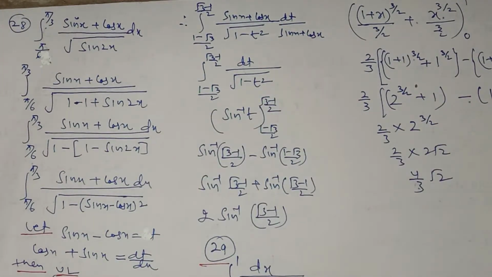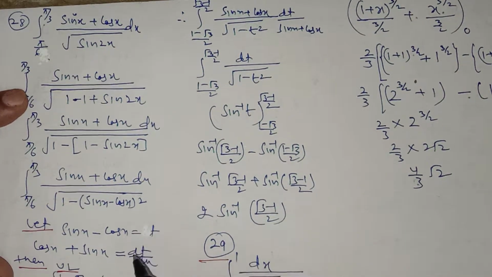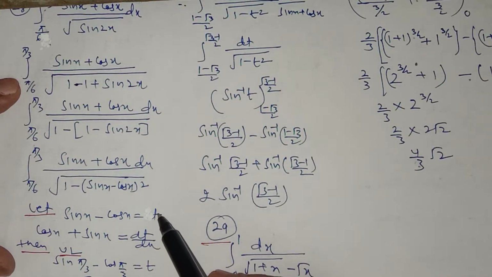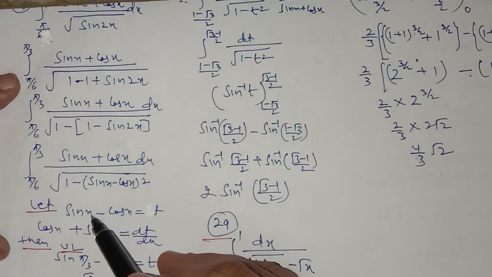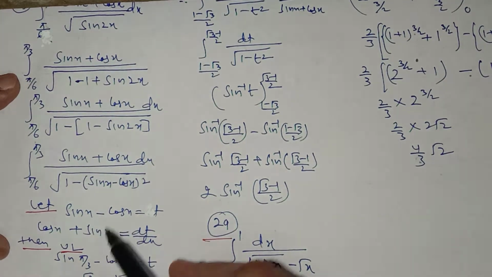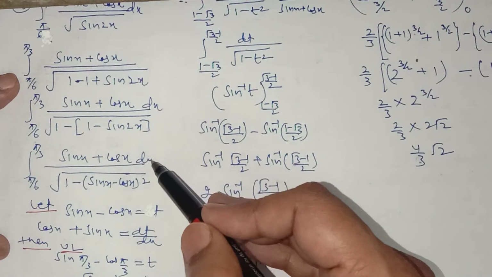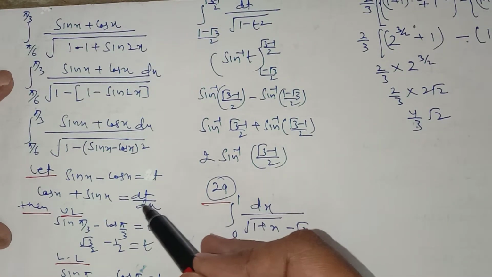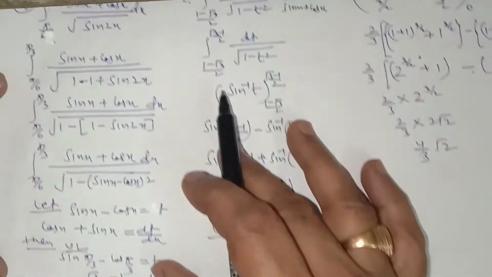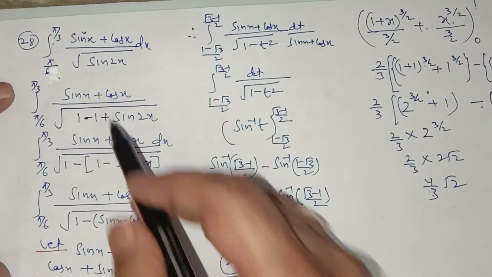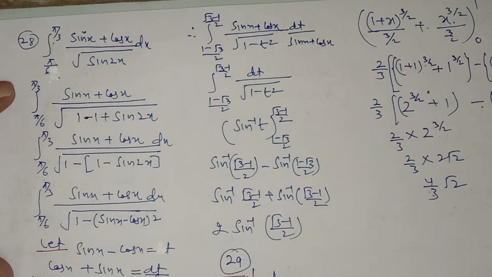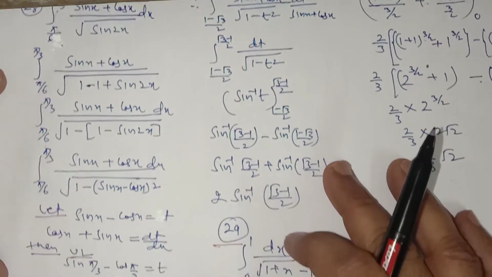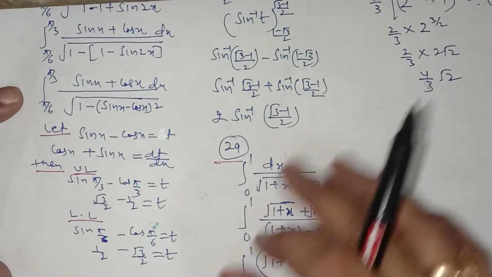So here you let sin x minus cos x be equal to t, because its derivative dt upon dx will be cos x plus sin x, which will cancel out when we replace dx by dt. Now because it's a definite integral and we have done this question by substitution, naturally its upper limit and lower limit will be changed. So see it very carefully.